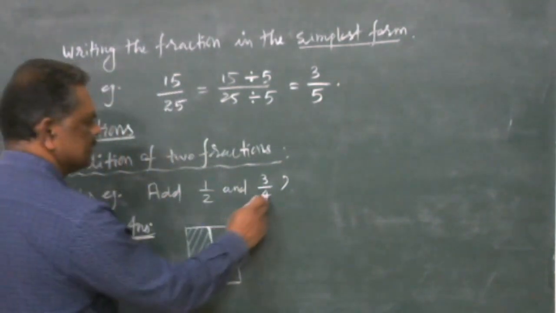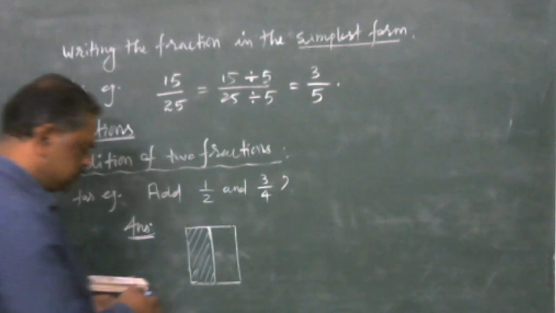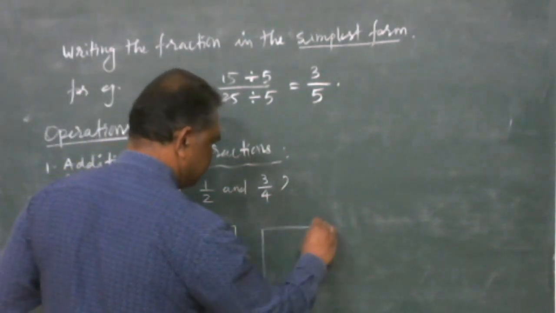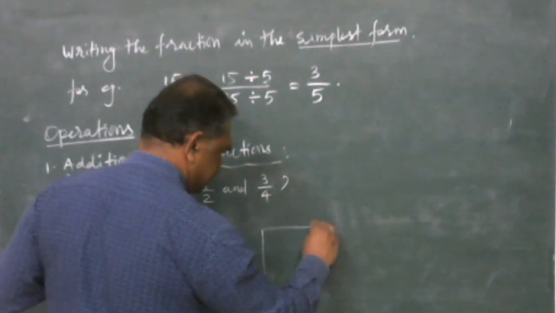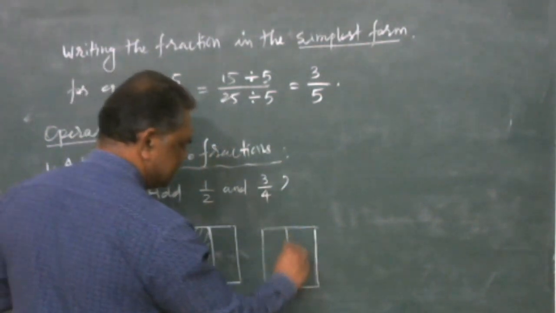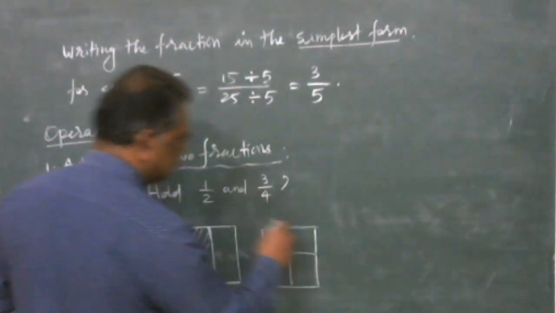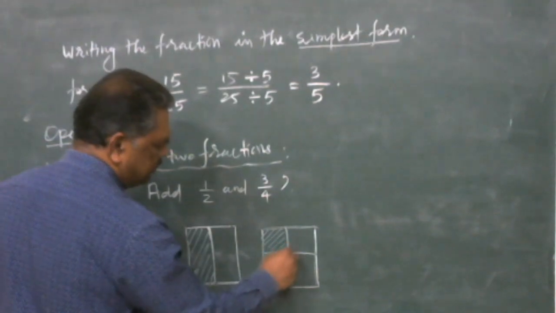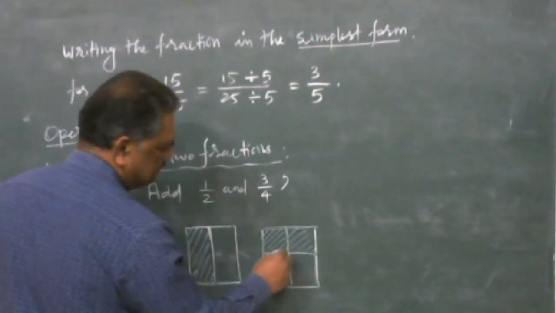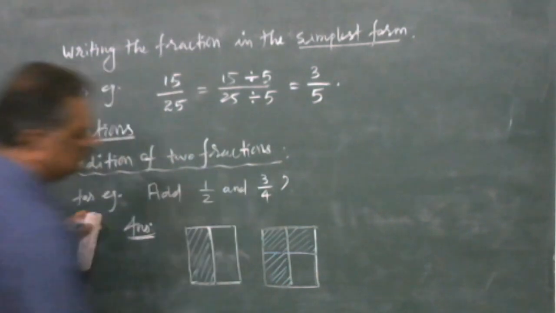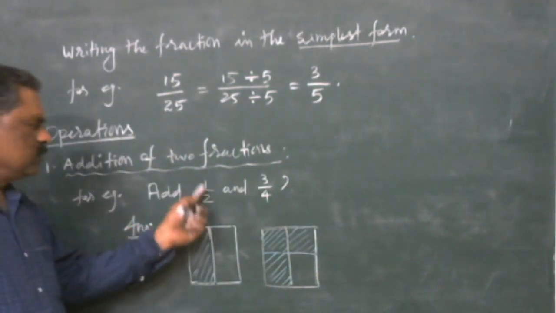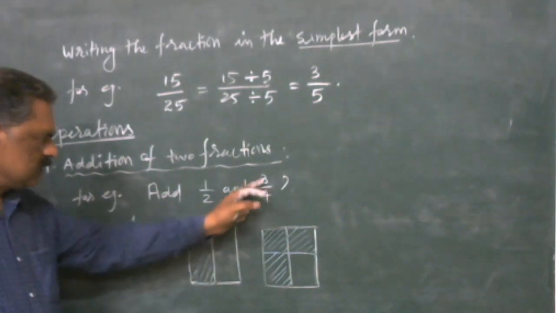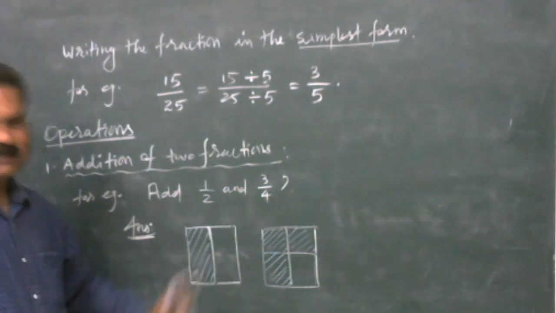Okay. Next, 3 by 4. The same cake, same whole thing. But here the parts are different. How many are colored? 3 by 4 are colored. Parts are very small. Out of 2 parts, only 1 is shaded. Out of 4, 3 parts are shaded.